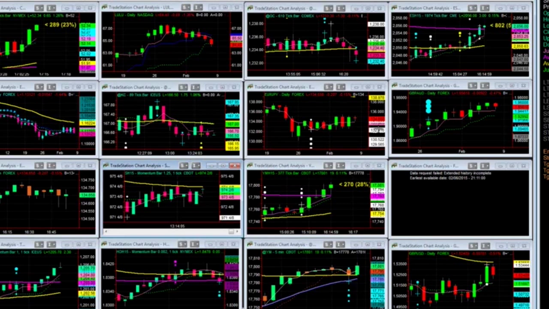Okay, now I got some questions about whether this works on Thinkorswim. The actual indicators do not work on Thinkorswim, but I personally trade with Thinkorswim myself. I just look at these charts on TradeStation and then place my trades on Thinkorswim.